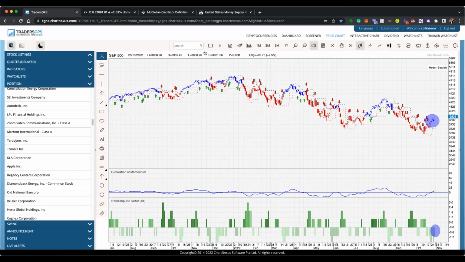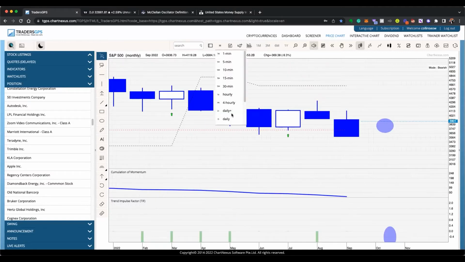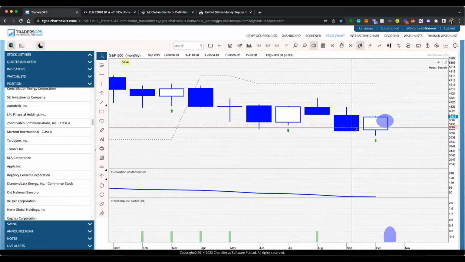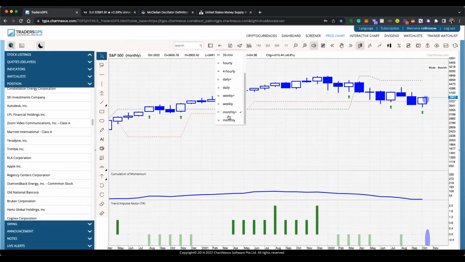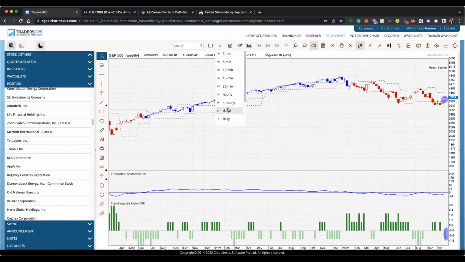So we have a very long-term horizon. Monthly chart. Actually, I should not use monthly. I should use monthly plus, because this month I haven't added in yet. So the monthly plus, is this up or down? It's up. Weekly, let's do weekly plus instead.